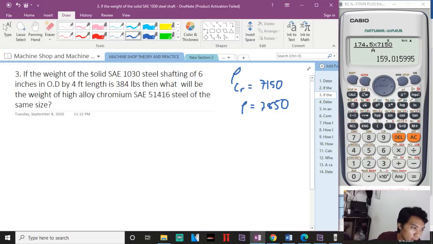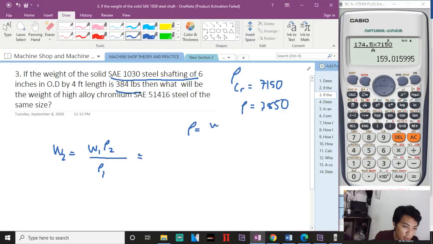Okay? If the weight of the solid steel shafting is 384 pounds, then what will be the weight of the high alloy? Ganun ulit, of the same size. Ganun ulit ang gagawin nating process. Okay? Inalam natin si density, pero alam naman natin density kahit di mo na alamin, ha? So, weight 2 will be equal to yung weight ni 1, density ni 2, over density ni 1.